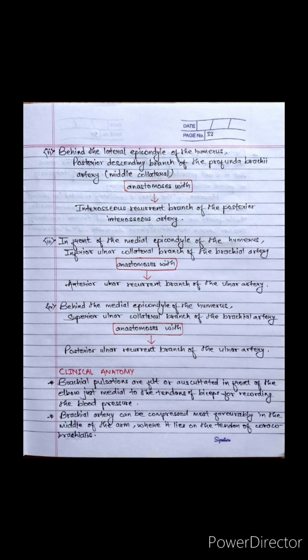Now let's see its clinical anatomy. The brachial pulsations are felt or auscultated in front of the elbow joint, medial to the tendon of biceps, for recording the blood pressure. Brachial artery can be compressed most favorably in the middle of the arm, where it lies on the tendon of coracobrachialis.